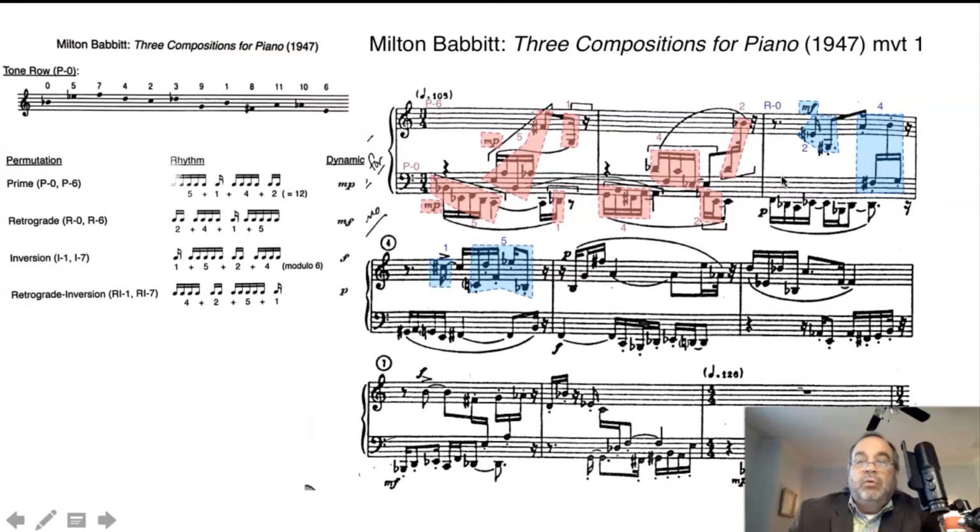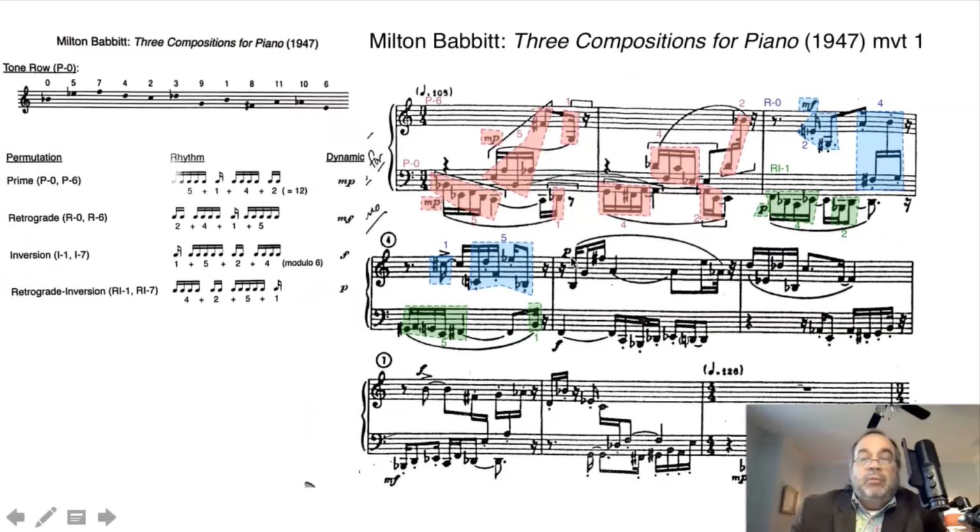And the R0 row was accompanied with RI1 originally in the pitch. And so this is going to be one of our 4-2-5-1 rhythm groupings, and also a piano dynamic. So we have a 4, 2, and then a 5, and a 1 rhythmic grouping.